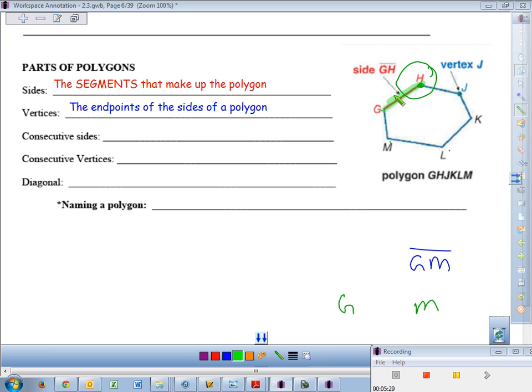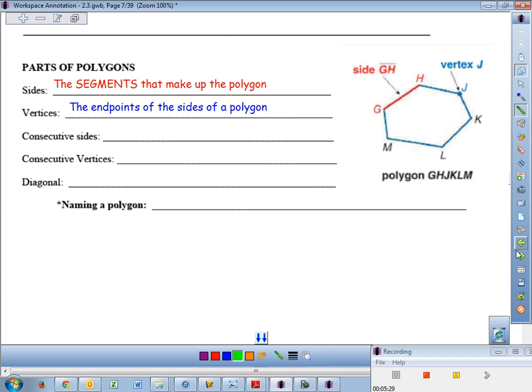What about this dude? Is this guy consecutive with it also? Sure is. And you know how you can tell? Because these consecutive sides share an endpoint. I got a green one highlighted and a red one highlighted. Where do they share an endpoint at? G, right? Isn't it segment GH and segment GM? Isn't G common to those? They share an endpoint. They are consecutive sides.